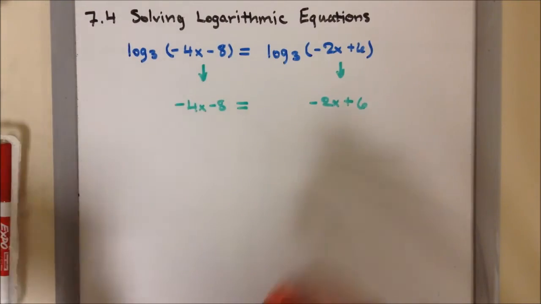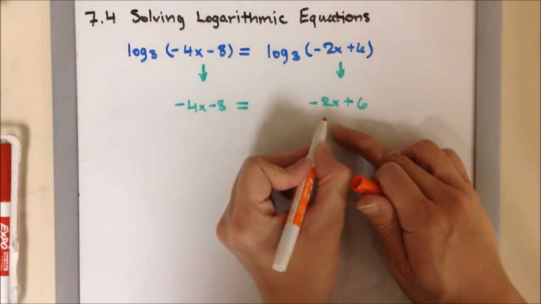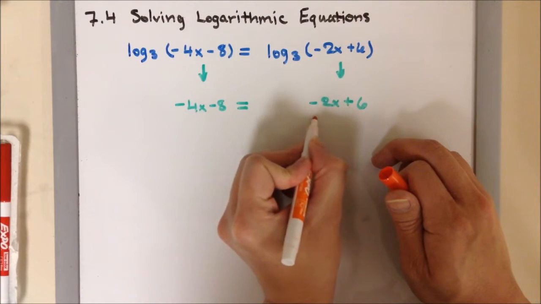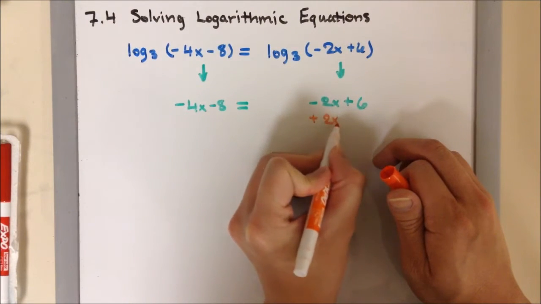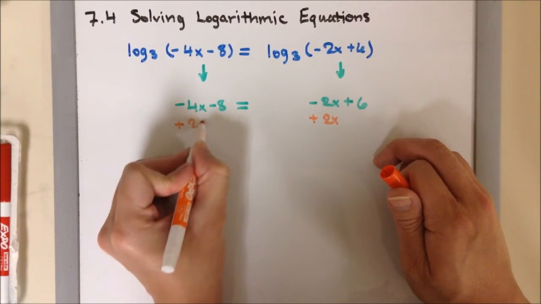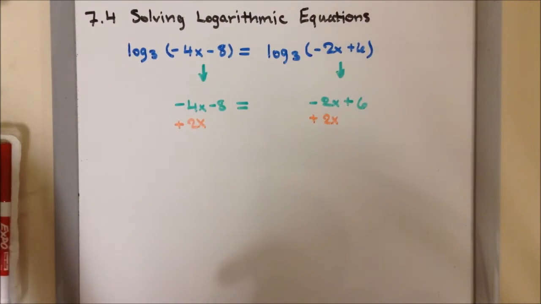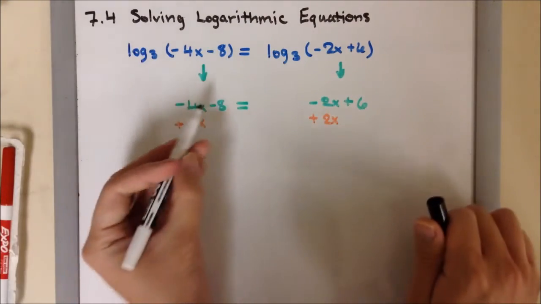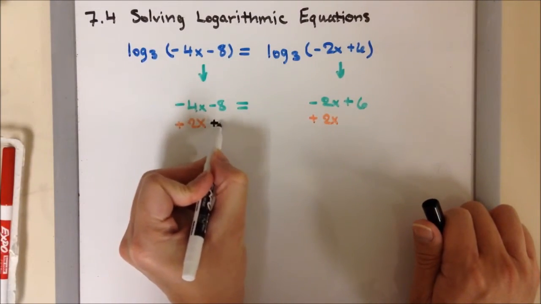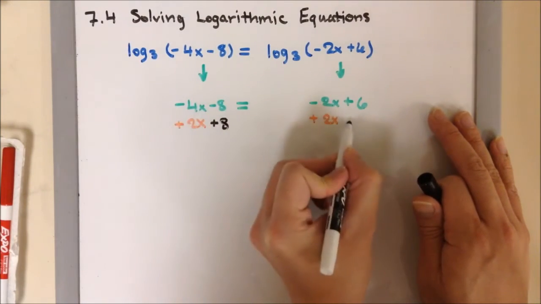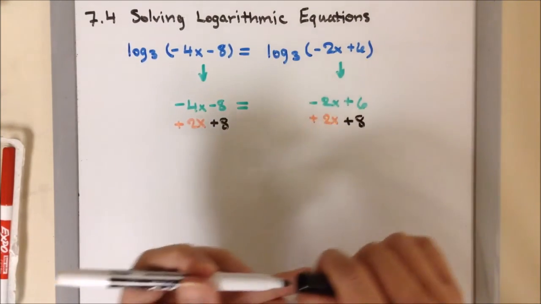What I'm going to do, I'm going to cancel out the negative 2x so that I can have all the x's on the left side. So plus 2x on the right and then plus 2x on the left to balance. And then I'm going to cancel out my minus 8 so I can have all the numbers on the right side. So plus 8 on the left and then plus 8 on the right to balance my equation.